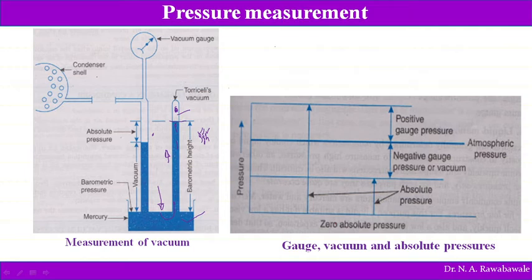Now this atmospheric pressure is represented on this graph here. This is the atmospheric pressure line. So here you can see this is the atmospheric pressure line.